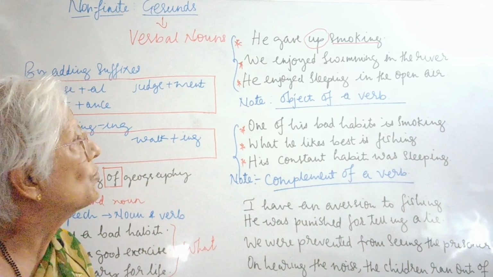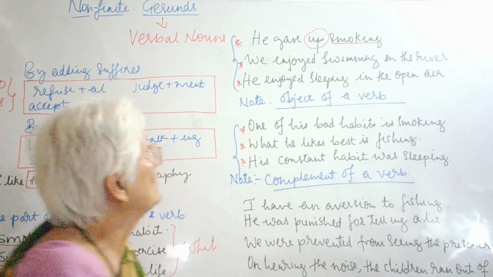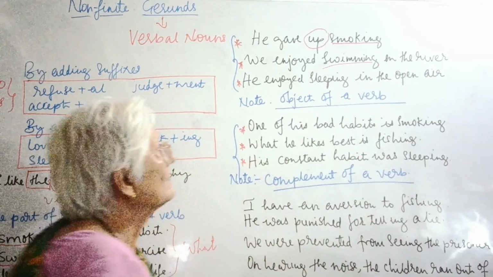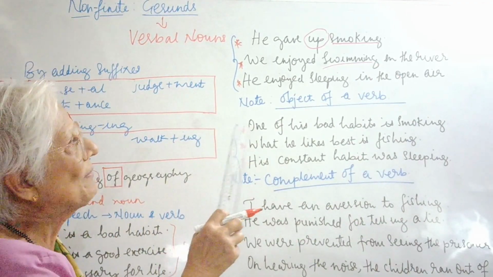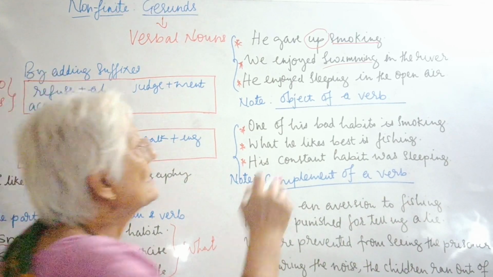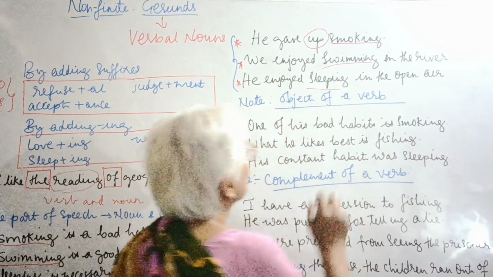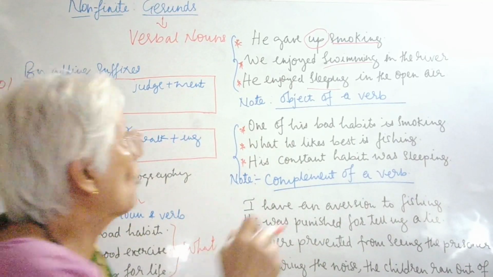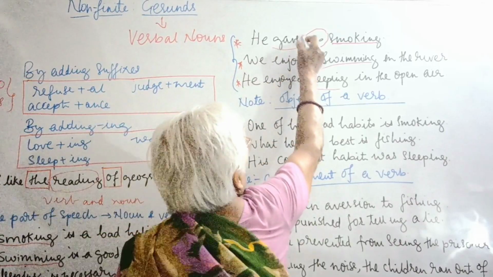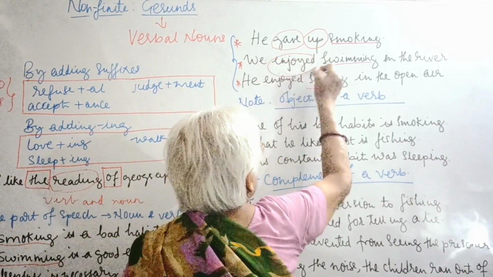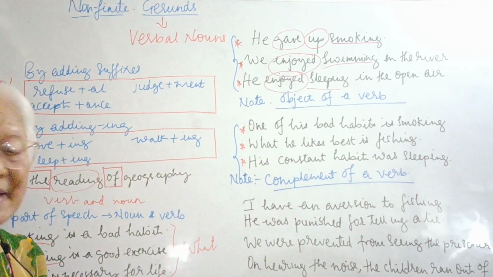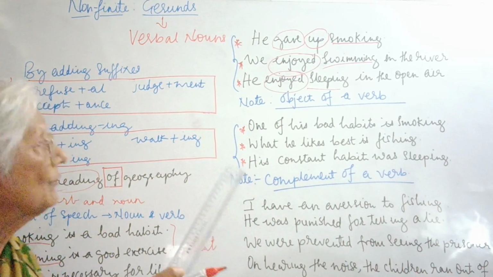Let's see the next one. We enjoyed swimming in the river. Enjoyed what? Swimming. He enjoyed sleeping in the open air. Enjoyed, what did he enjoy? Sleeping in the open air. What did he give up? Smoking. So all these are objects of the verbs gave, enjoyed, enjoyed. Okay, so a gerund can also be an object of a verb.